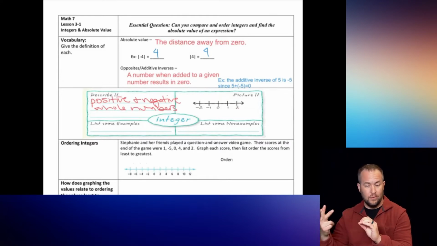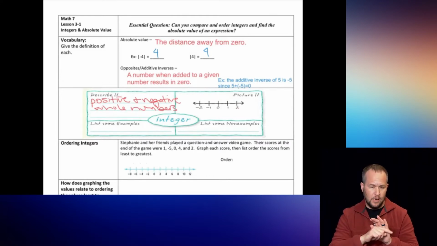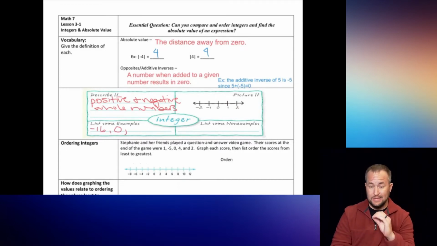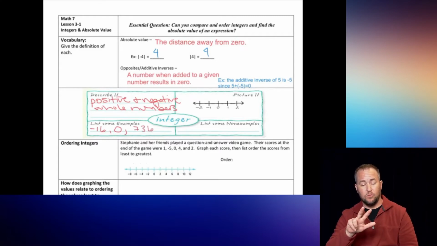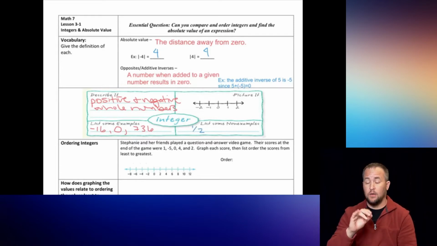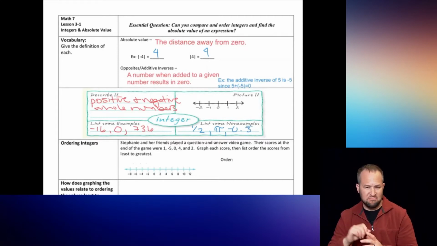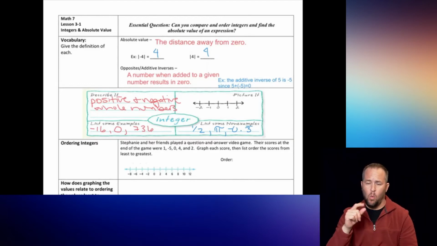Some examples of what an integer would be, we could have -16, 0, or 736. Those are all examples of integers. Some non-examples then would be 1/2, the number pi, or -0.3 repeating. Those are not whole numbers, even though they are a mix of positive and negative, so they are not integers.